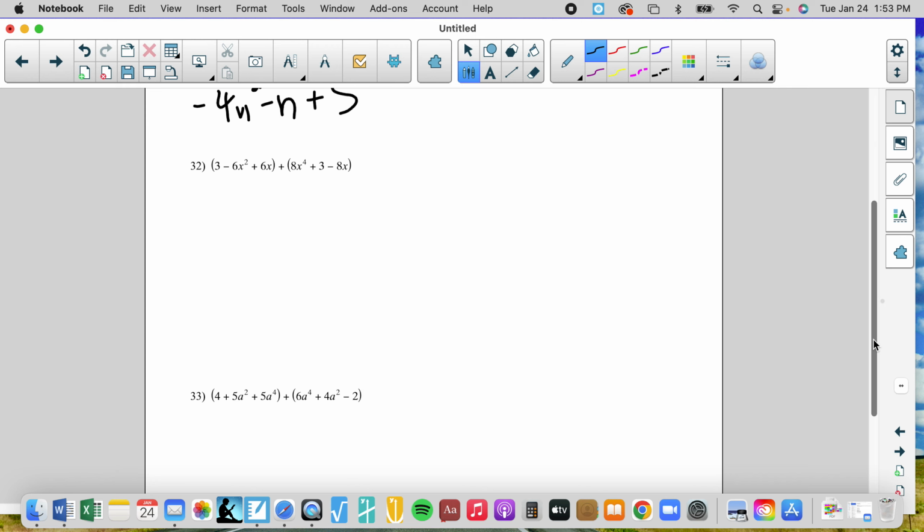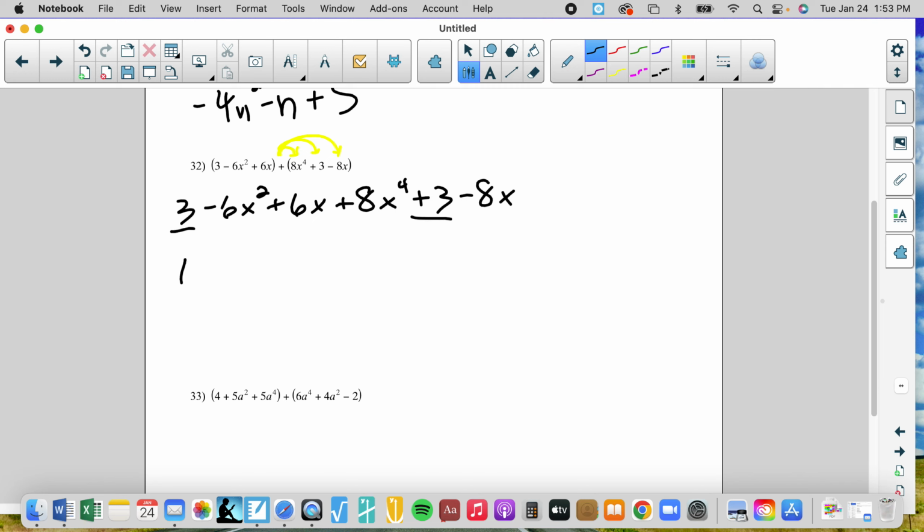So here we just have one initial step where we have to distribute that positive sign into, and we know that anything times 1 keeps it as the same. It doesn't affect. So we have 3 minus 6x squared plus 6x plus 8x to the fourth plus 3 minus 8x. So we have a positive 3 and a negative 3 and a positive 3, which makes 6.